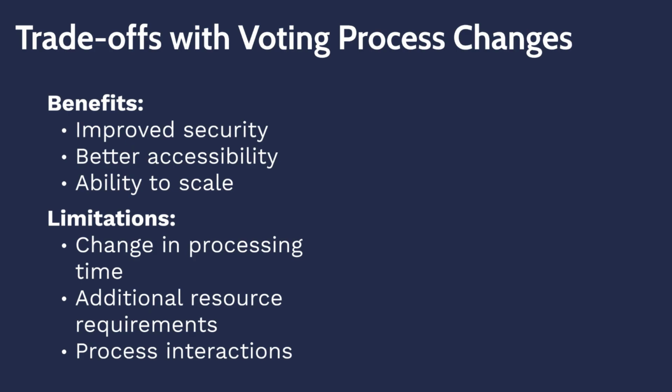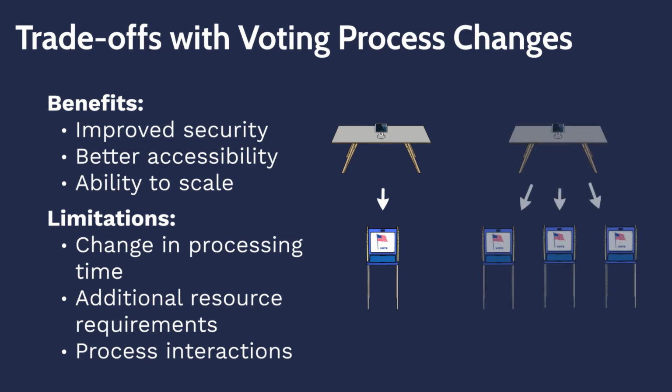It is also important to consider how processes interact with each other. For instance, if the check-in process is sped up, this may cause a delay at ballot marking without an adjustment in the allocation of voting booths or ballot marking devices.